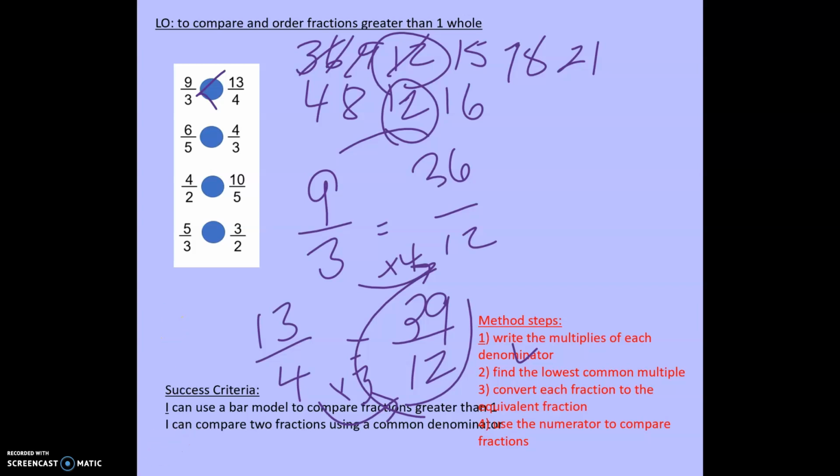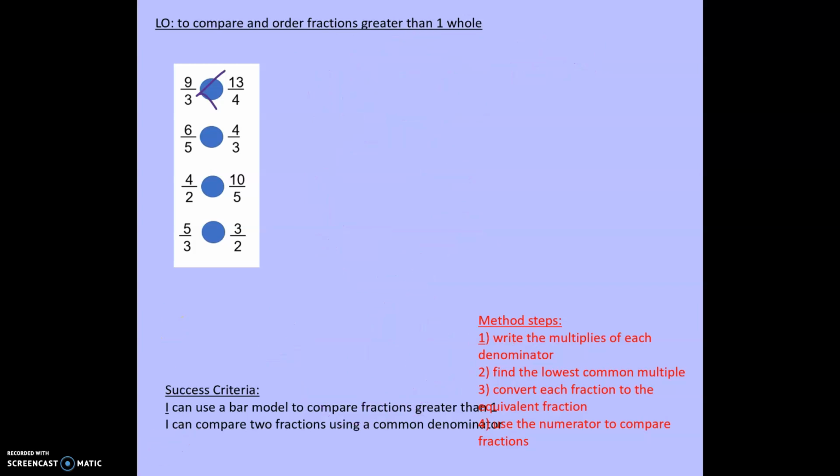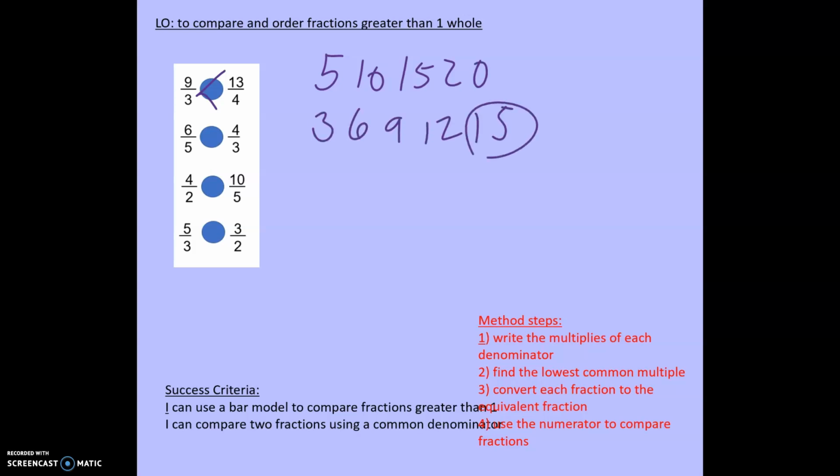Let's do the next one together and then you can go try the last two. So we've got 6/5 and 4/3. So straight away I'm going to write down my multiples. And I can see that 15 is going to be my lowest common multiple. So I'm going to change 6/5 into its equivalent 15ths.